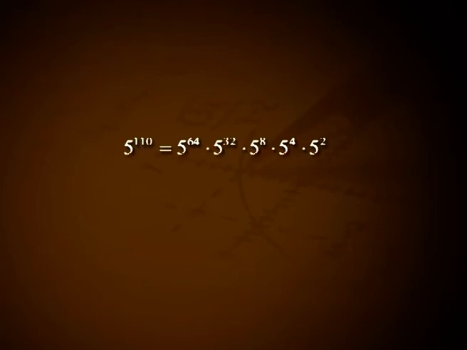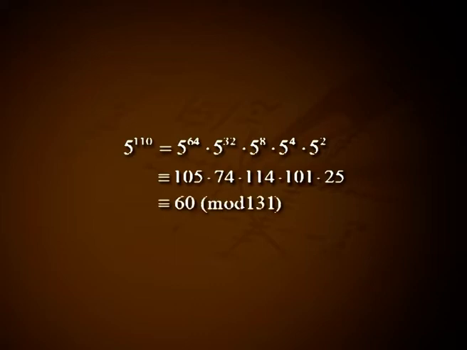Hence, 5 raised to 110 is equal to 5 raised to 64 into 5 raised to 32 into 5 raised to 8 into 5 raised to 4 into 5 square, which is equal to 105 into 74 into 114 into 101 into 25, which is congruent to 60 mod 131.